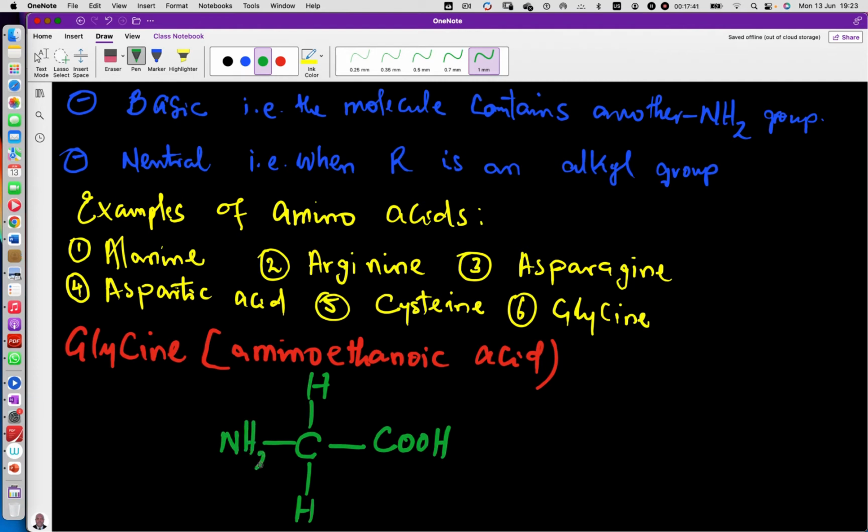So this is amino ethanoic acid, which could equally be written like this. So we say it is amino ethanoic acid. This is the amino group on the second carbon, and there are two carbons there. We say amino ethanoic acid is glycine.